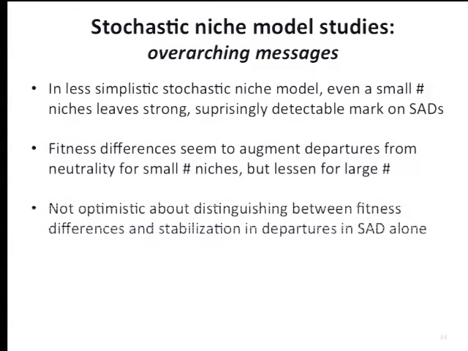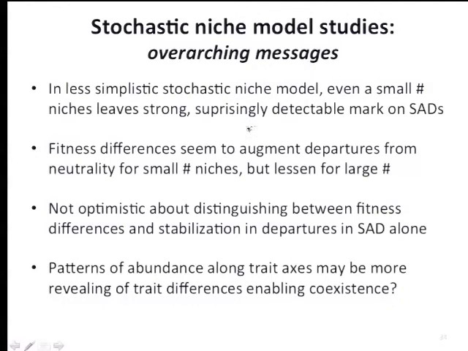So overarching messages here: in a less simplistic stochastic niche model, even a small number of niches leaves a surprisingly detectable mark on the SADs. Fitness differences seem to lessen that a lot for large numbers of niches. I'm not actually too optimistic about distinguishing between the effects of fitness differences and stabilization on the departures in the SAD. That's something that I've looked at, some that I didn't really put on here, but fitness differences seem to cause very similar differences in the SAD to niche differences. At least some of the differences are very similar, so I think it could be pretty hard to parse those.